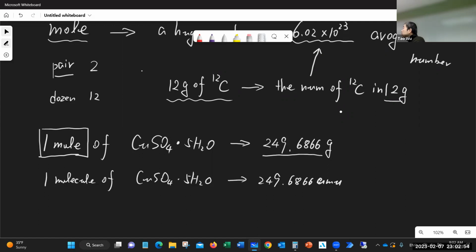What do you think? If we have 1 mole of lollipops, any idea? You guys are so quiet. Don't have to be shy. 1 mole of lollipops could be what? What is the mass?